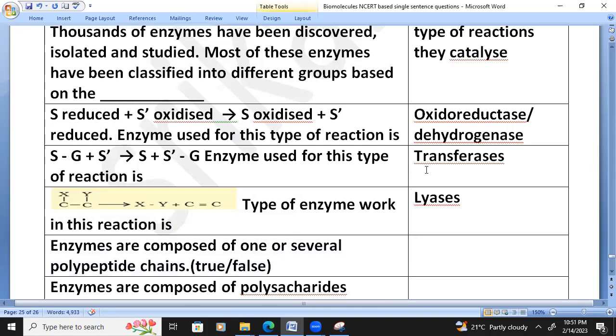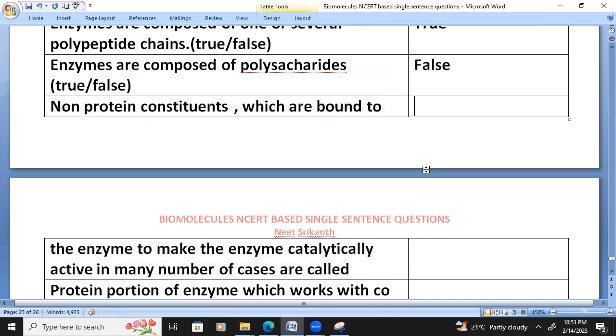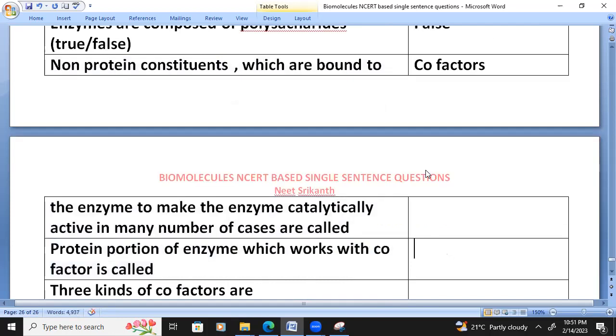Enzymes are composed of one or several polypeptide chains. True. Enzymes are composed of polypeptides. Non-protein constituents which are bound to the enzyme to make it catalytically active in many cases are called cofactors. The protein portion of the enzyme which works with a cofactor is called apoenzyme.